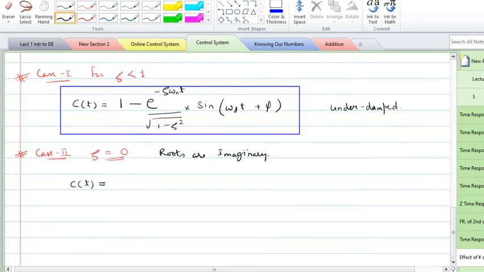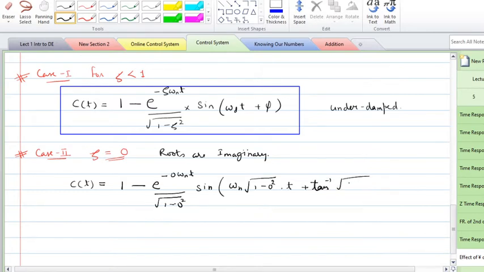So if we look at this response, if we put zeta equal to 0, then we will get e raised to power minus 0 omega n t divided by under root 1 minus 0 sine of omega d t, that is omega n under root 1 minus 0 square multiply t plus tangent inverse under root 1 minus 0 square divided by 0.